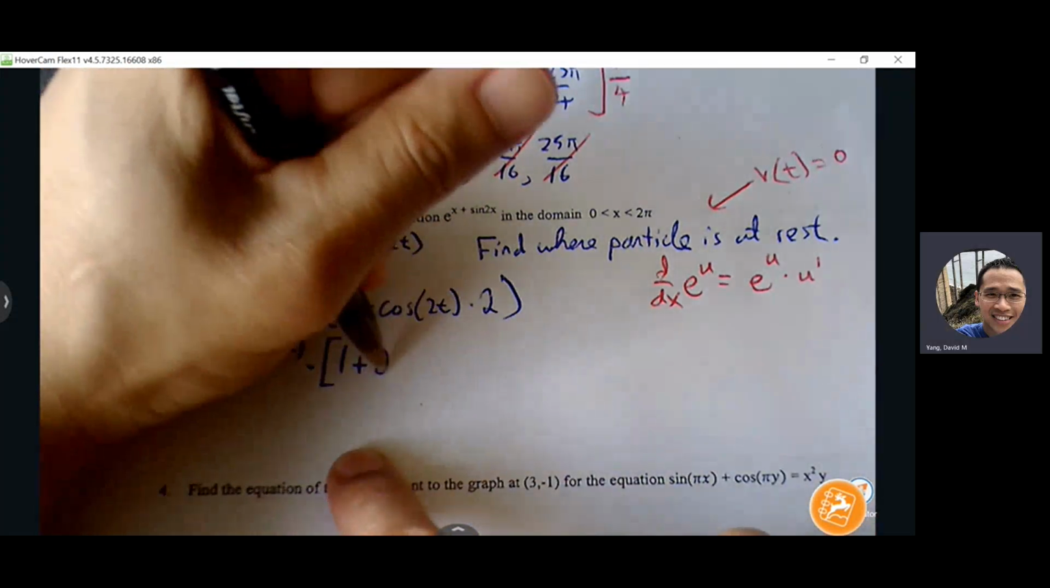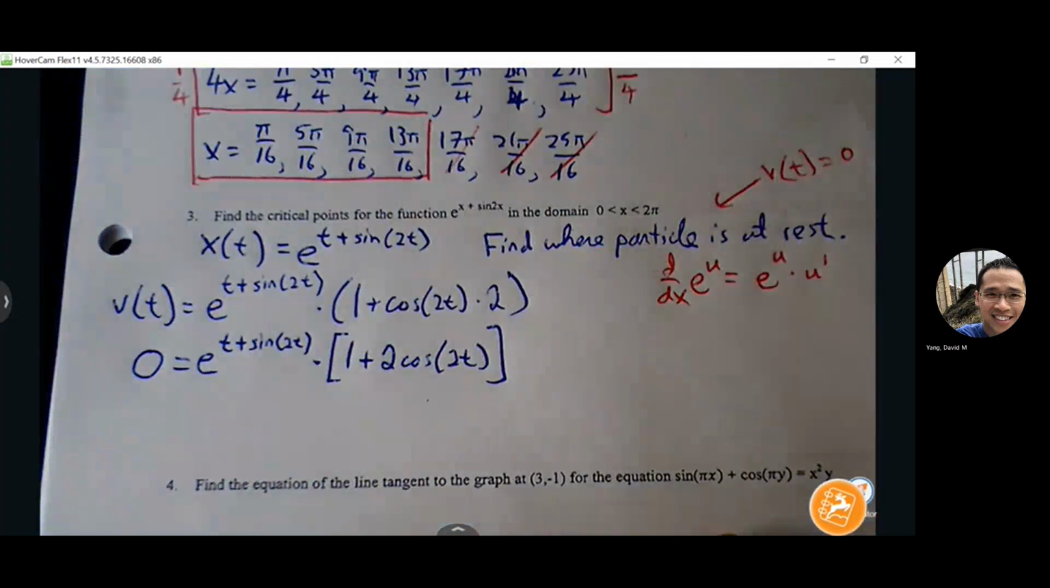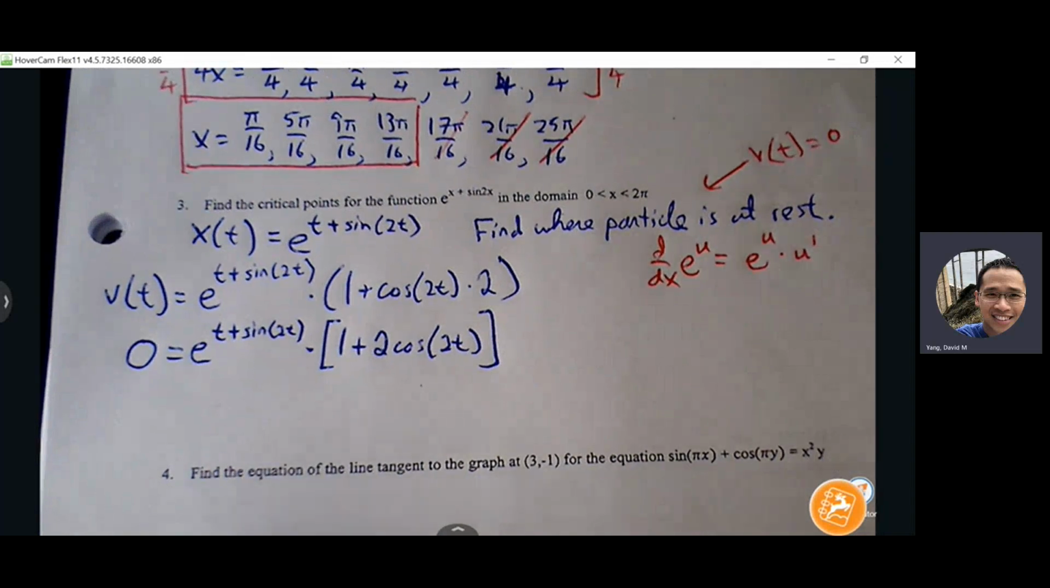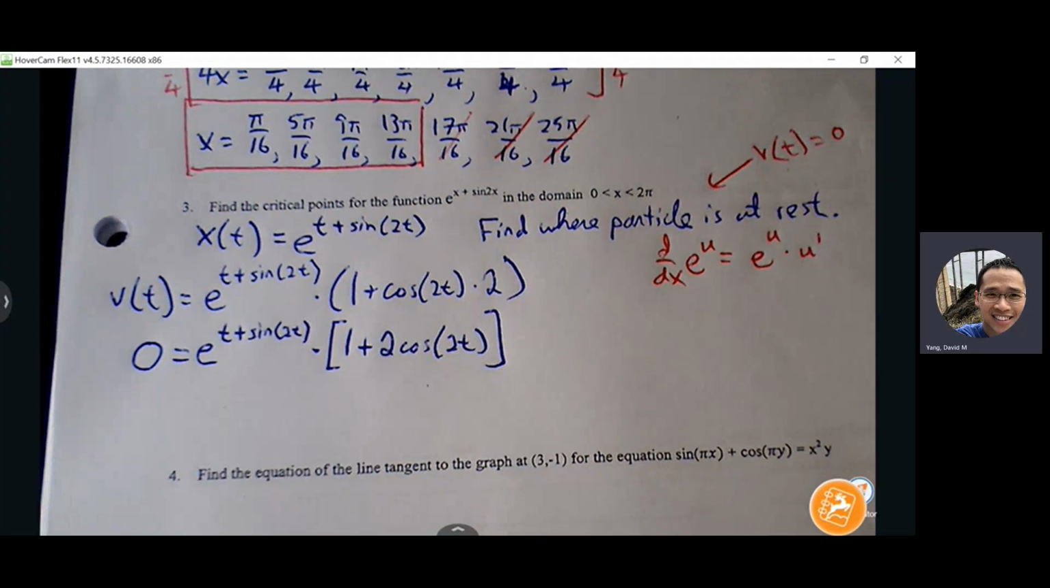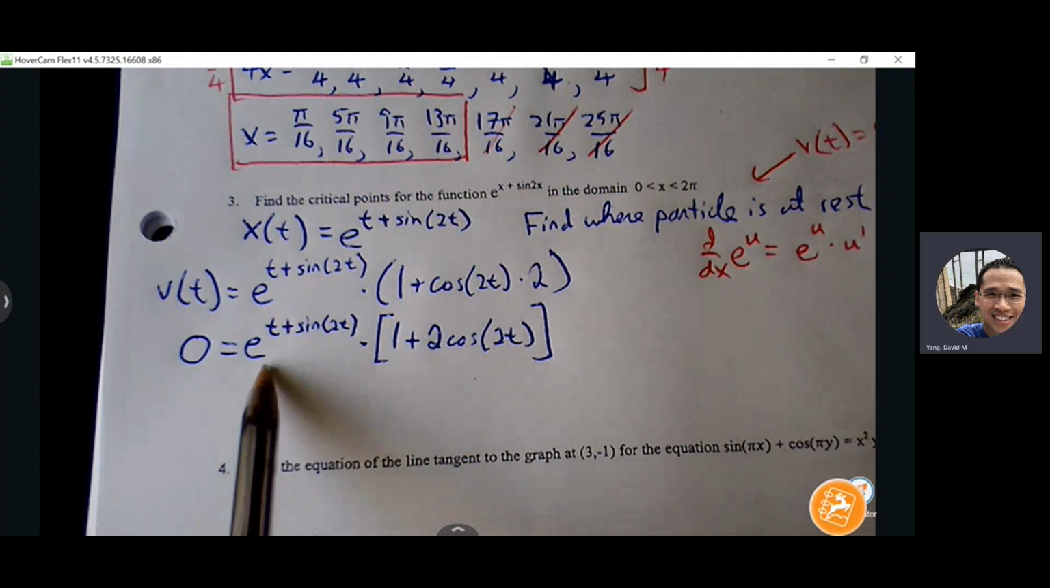I'll pull that 2 out of the front. Okay, so we have two separate expressions that we can set equal to 0, but one of these is not going to give us a solution. Which one is not going to give us a solution? Right. This e to the t plus sine of 2t.